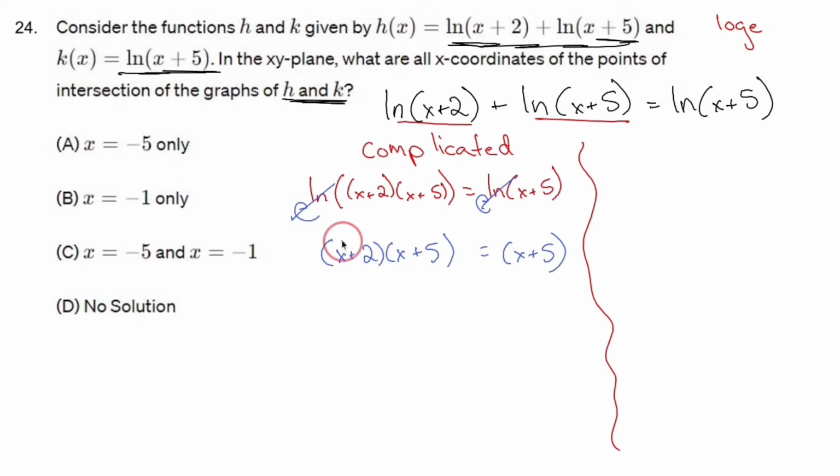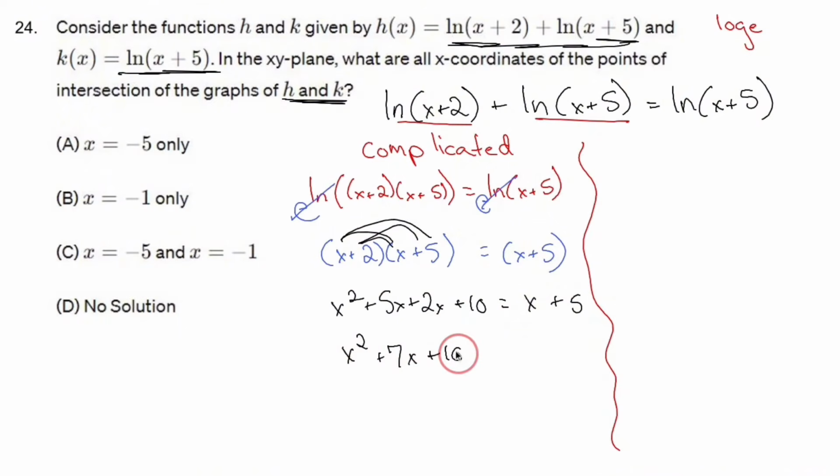FOIL that out. x squared plus 5x plus 2x plus 10 equals x plus 5. x squared plus 7x plus 10 equals x plus 5. Subtract x and subtract 5. x squared plus 6x plus 5 equals 0.